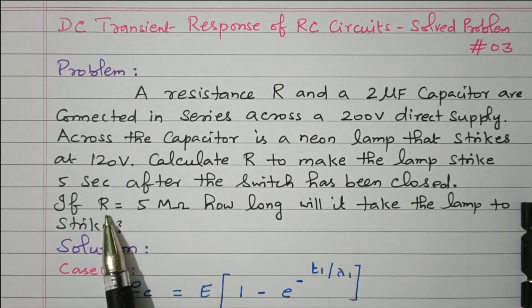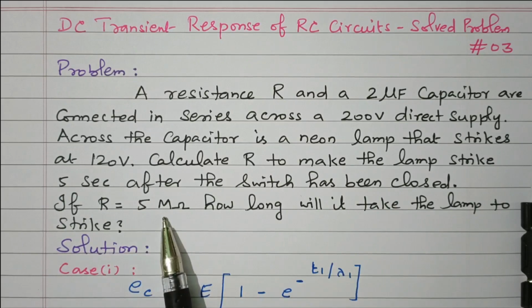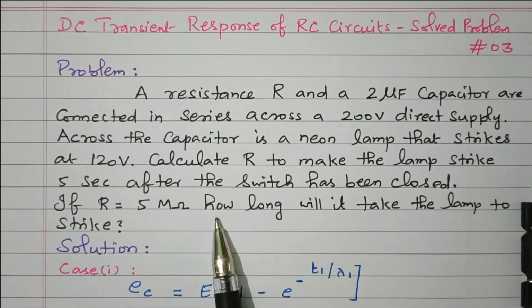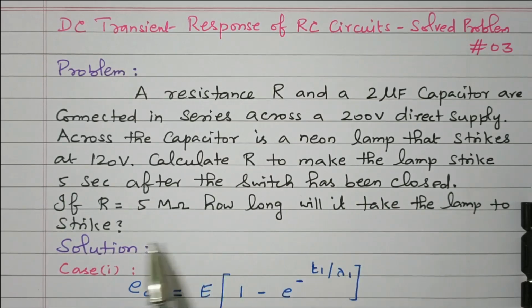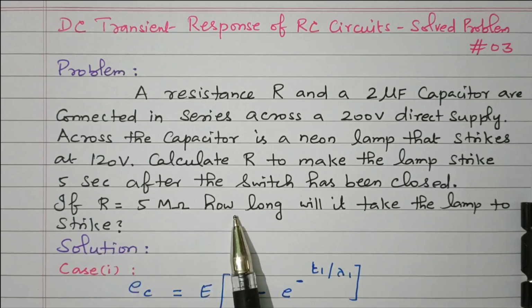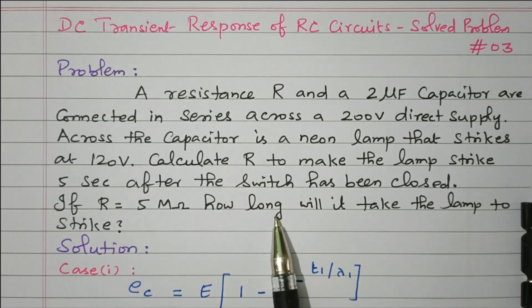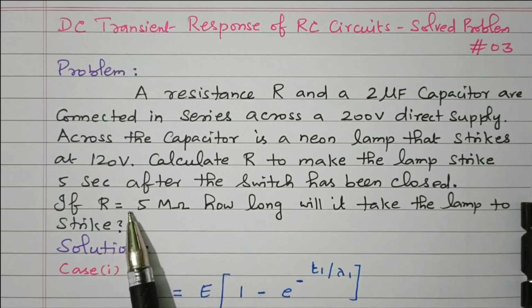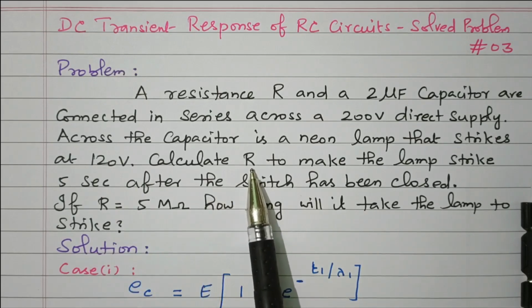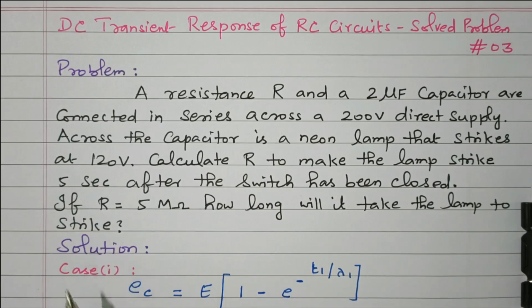Second question, R value is given. R is 5 megaohm. How long will it take the lamp to strike? Right? Here we need to find the time. We need to calculate the time. R value is given. In the first question, R value we need to find. The time is given, 5 seconds.